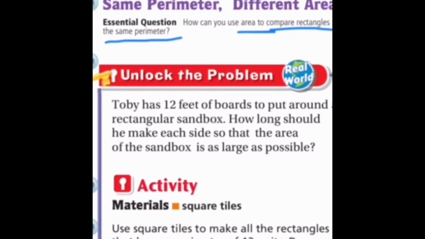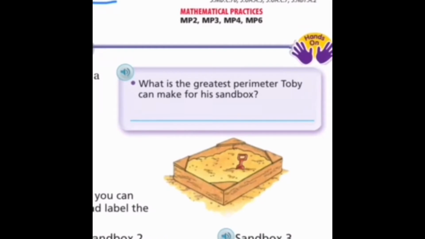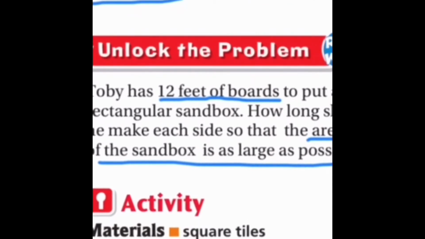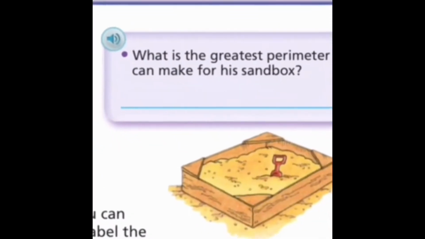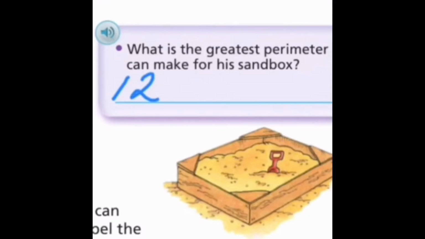Toby has 12 feet of boards to put around a rectangular sandbox. So if we're going around the sandbox, that's going to be the perimeter. How long should he make each side so that the area of the sandbox is as large as possible? We want the area, the space inside, as big as we can get it, with a perimeter of 12, though. What is the greatest perimeter Toby can make for his sandbox? Well, they tell us right here, he has 12 feet of boards, so the greatest perimeter, 12 feet.